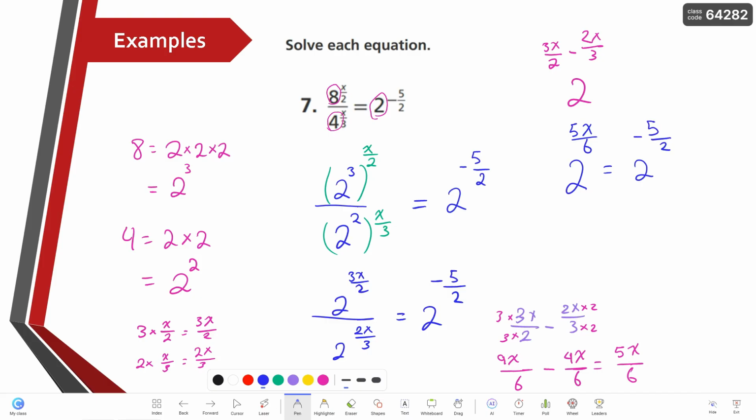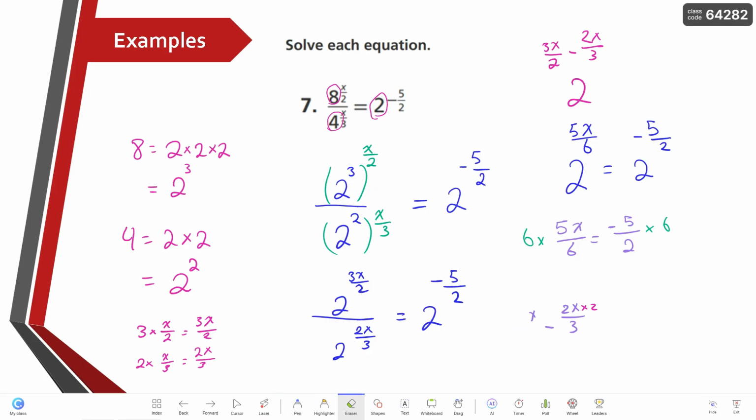And since we have the same bases, I'm going to say that the exponents must be the same. So I can write an equation right now, which says that 5x over 6 must be equal to negative 5 over 2. And we can simply multiply the two sides by 6 to eliminate the 6. Okay, but since 6 is divisible by 2, we can make our equation easier, and we can keep simplifying the equation. How do we simplify this? By eliminating the sixes together.